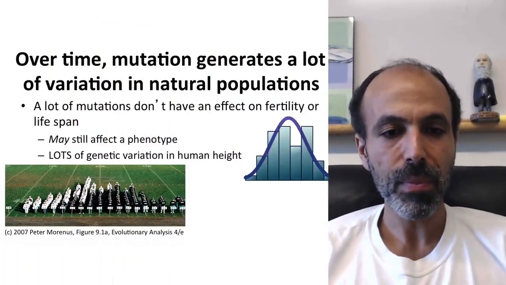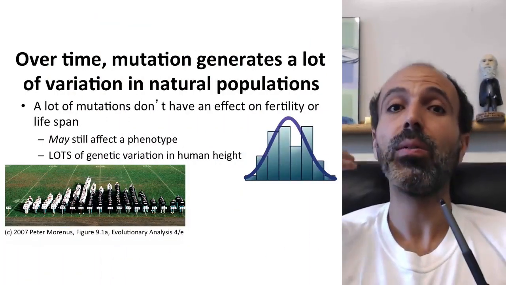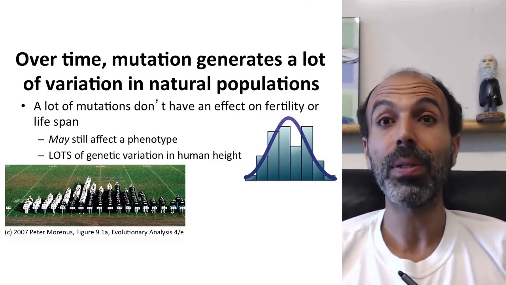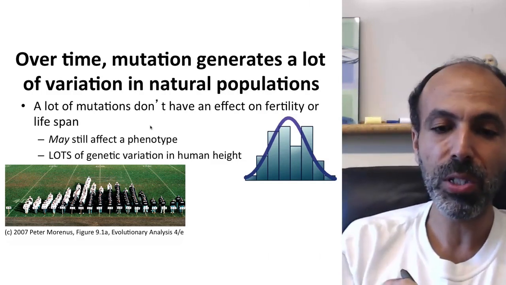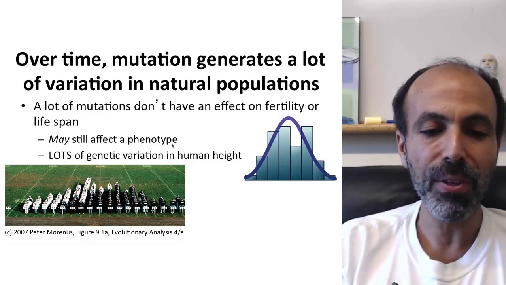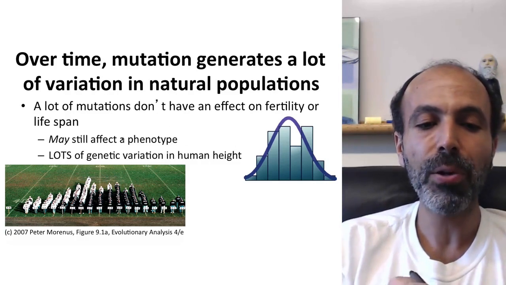Now, over time, many rounds of this mutation, not just that individual one, will generate a lot of variation in natural populations. And again, as I emphasized, a lot of mutations don't necessarily have an effect on fertility or lifespan, but they may still affect a phenotype. They may still affect how an organism looks, right? So let's say, for example, there was a mutation that slightly lengthened your earlobe. Maybe that wouldn't affect your probability of having kids whatsoever, passing on your genes, but it still could get passed on. And in that sense, it is still neutral, even though it has an effect.